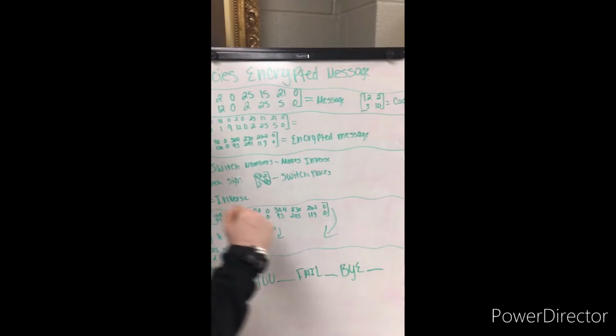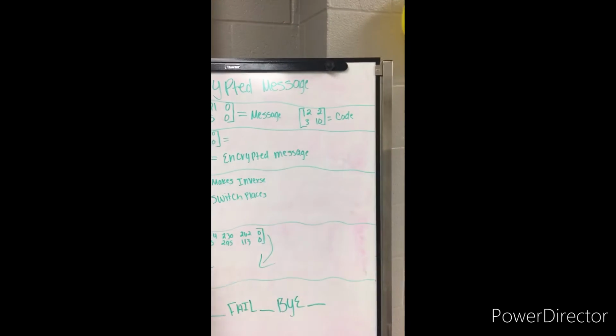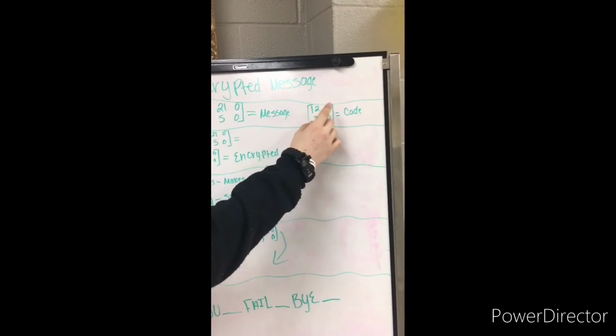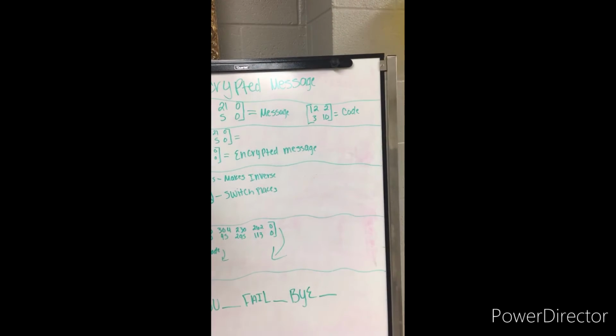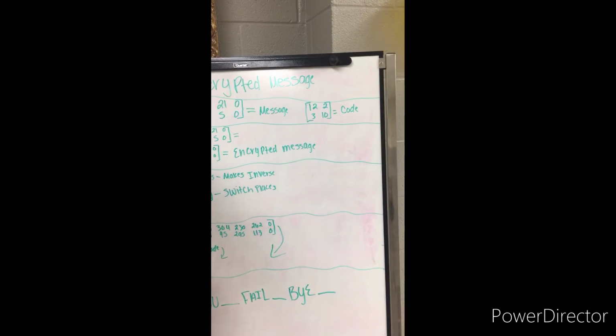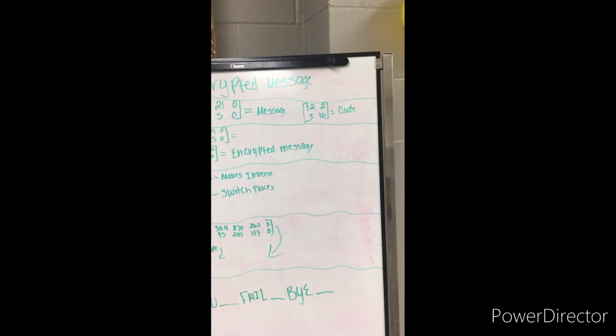Woo, magic. Anyways, so here we have our code to encrypt and decrypt the messages. Our code is 12, 2, 3, and 10. We got that code from the months of our birthdays. We got a little creative with that one.